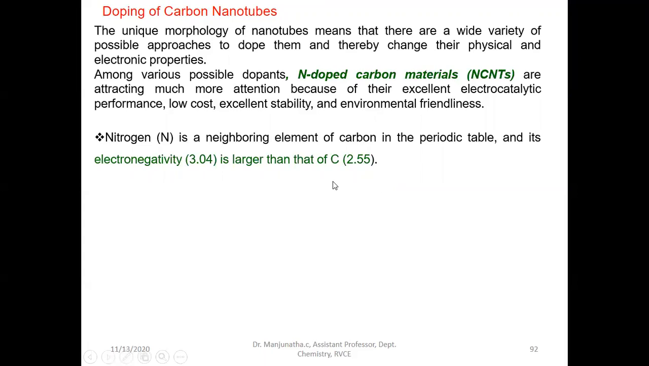Also the electronegativity is almost similar, slightly greater. 3.04 is the electronegativity of the nitrogen atom, and 2.55 is the electronegativity of the carbon atom. So because of the substitution, the substituted site will exhibit different properties.